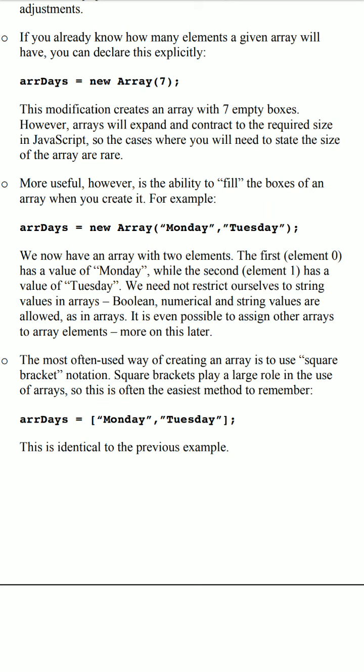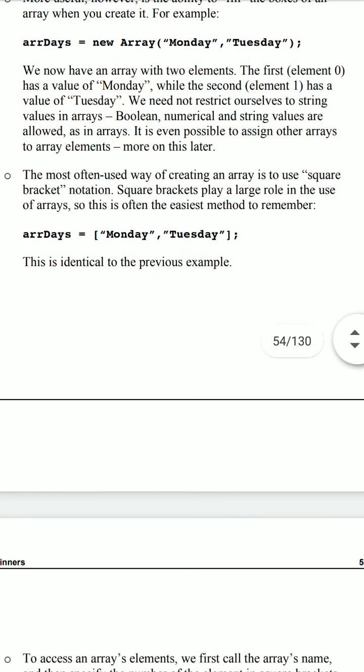The most often used way of creating an array is to use square bracket notation, as we did in C++, Java and C language. So square brackets play a large role in the use of arrays. This is often the easiest method to remember. So you can also write arrayDays, but you have the option to write that type of syntax without the keyword new Array, using only square brackets. This is identical to the previous example.